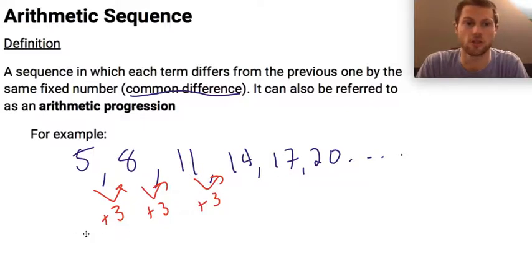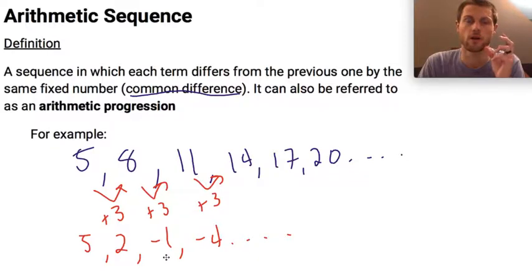I could have just as easily started with 5 and subtracted 3, and now I have, I guess that would be positive 2, and then I could have negative 1, I could have negative 4, and so on and so forth. As long as you're adding or subtracting by the same amount, that is an arithmetic sequence.